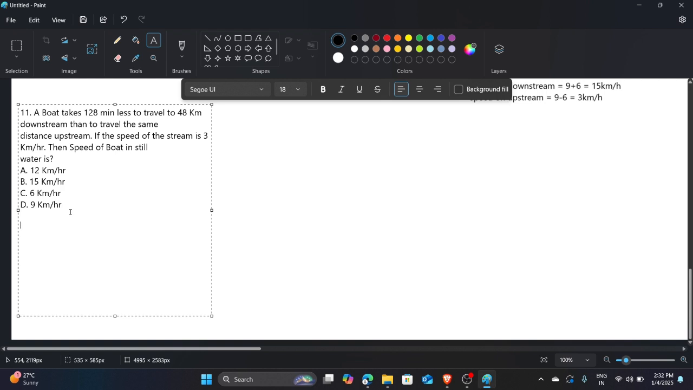A boat takes 128 minutes less to travel 40 kilometers downstream than to travel the same distance upstream. If the speed of the stream is 3 kilometers per hour, then what is the speed of the boat in still water? So that can be determined.